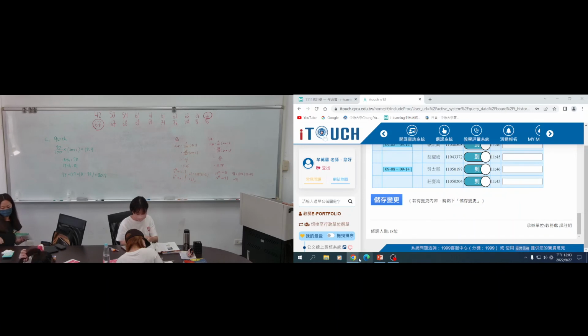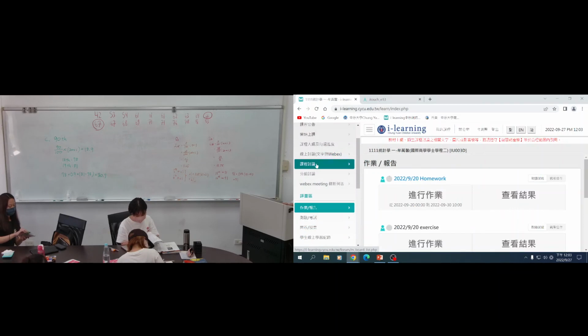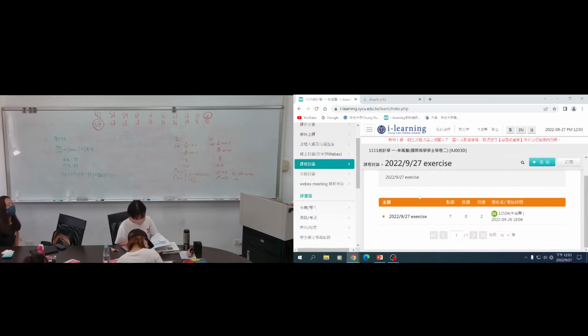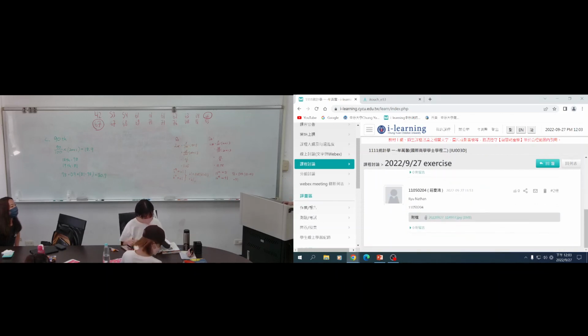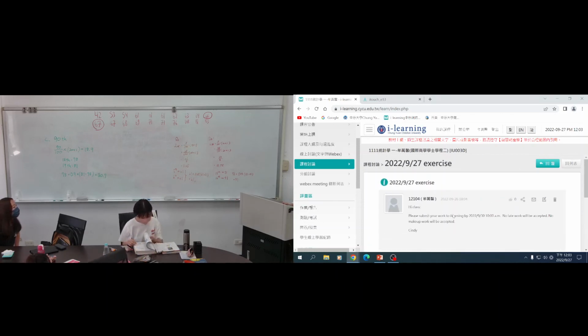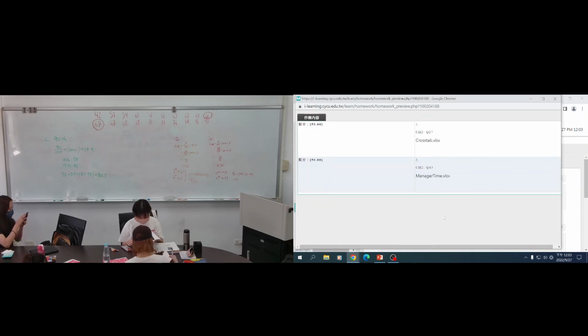So for today's exercise, please go to the discussion forum. You take a picture of your work and upload your picture file to here. That's your exercise. For the homework, there are 2 questions. The first one is question 27 of chapter 2. The other one is question 42 of chapter 2. And Nonoka already took pictures of both questions.